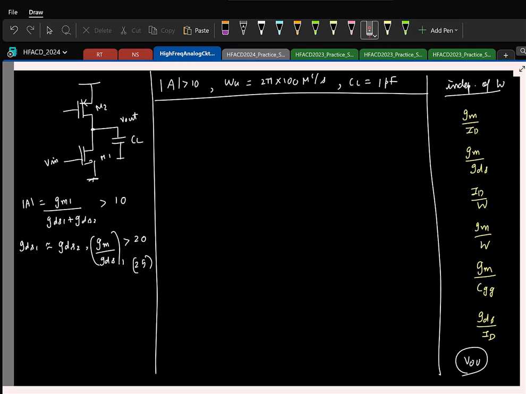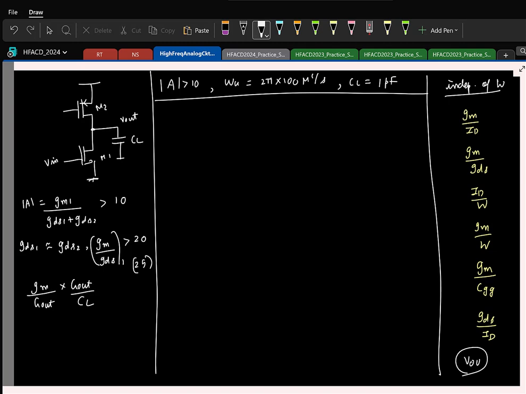The unity gain frequency, how will you find it? Beta you don't need, since this is basically unity gain, not unity loop gain. So beta is not there. A naught times P1, a first order system. What is A naught? GM by the output conductance, right? What is the pole? That is basically the output conductance by CL.